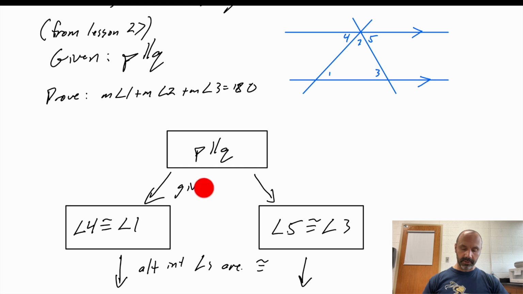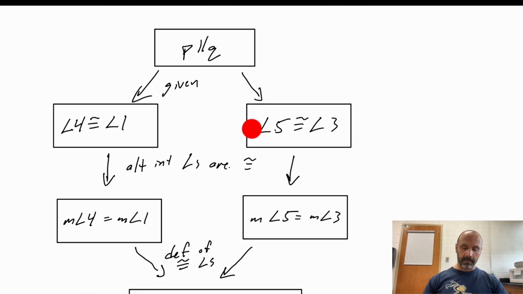And then the given information, right? That's what that is. So then I move on. These would be the next two statements, I should say, right? So angle 4 is congruent to angle 1, angle 5 is congruent to angle 3. Two separate things, so I put them in two separate boxes. You could put them in one box. And how do I know that? I know that because alternate interior angles are congruent when I have parallel lines. So that would be the reason.